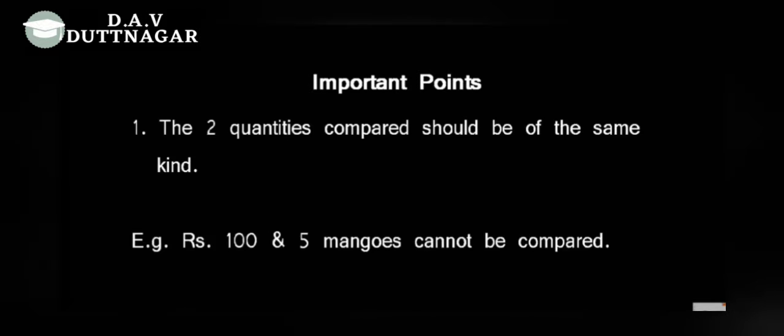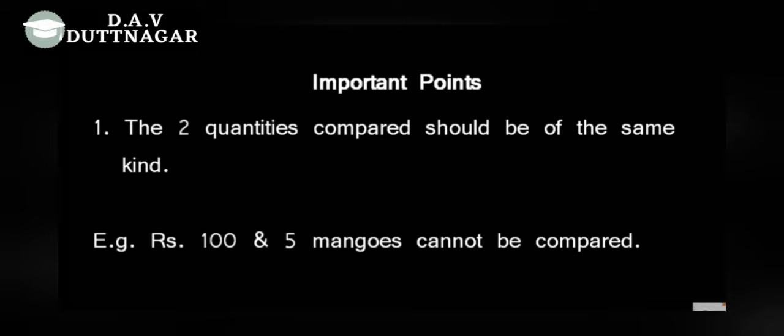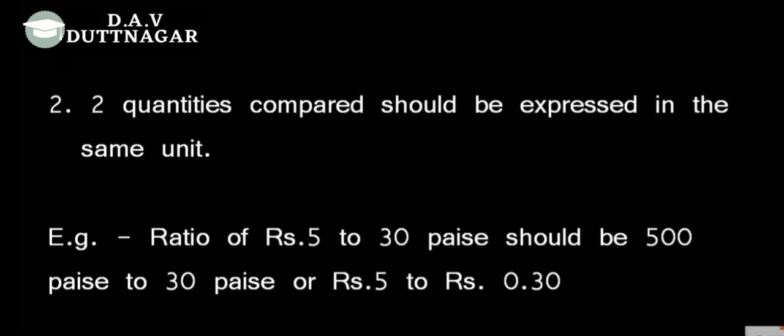There are some important points which you need to remember while finding the ratio of two things. The two quantities compared should be of same kind. Rupees cannot be compared with the mangoes. Weight of things can be compared with the weight of other things. Distance can be compared with the distance only.